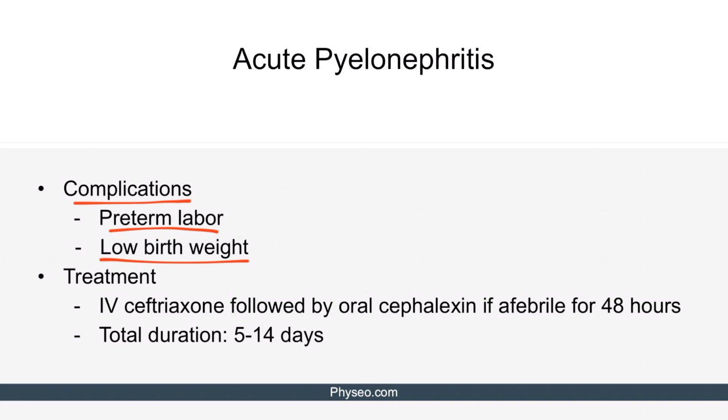So what do you do about it? Well, what you do is you administer IV ceftriaxone, and if the patient is afebrile for 48 hours after starting ceftriaxone, then you can transition down to oral cephalexin. So the idea is that you're doing a cephalosporin. You start with an IV cephalosporin, ceftriaxone, and then you move down to oral cephalexin. And the total duration of antibiotic therapy for acute pyelonephritis should be from 5 to 14 days.